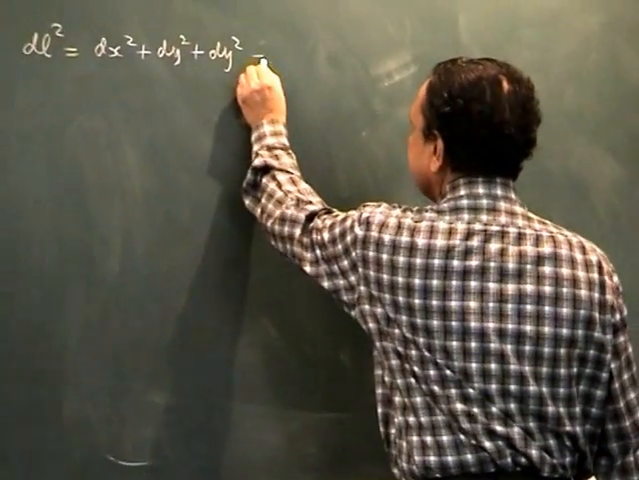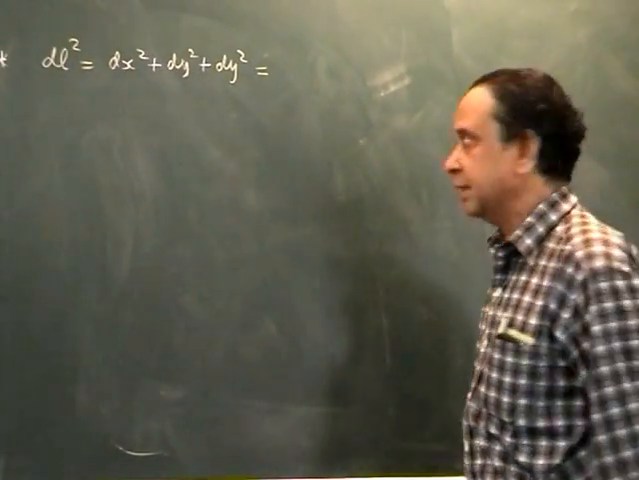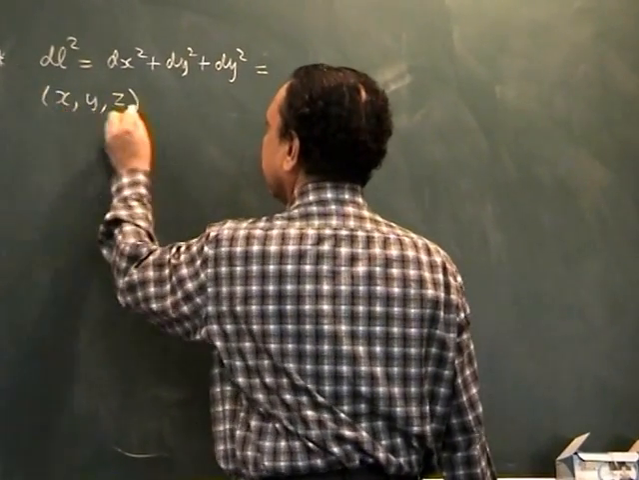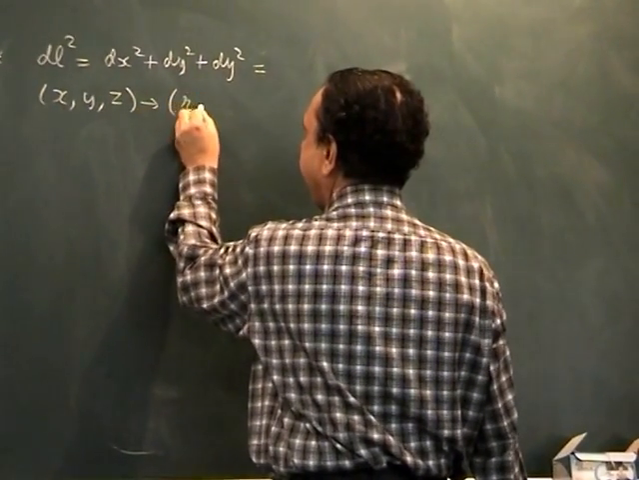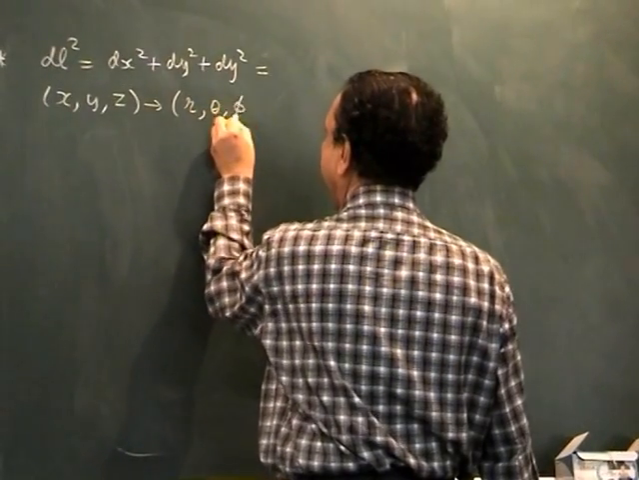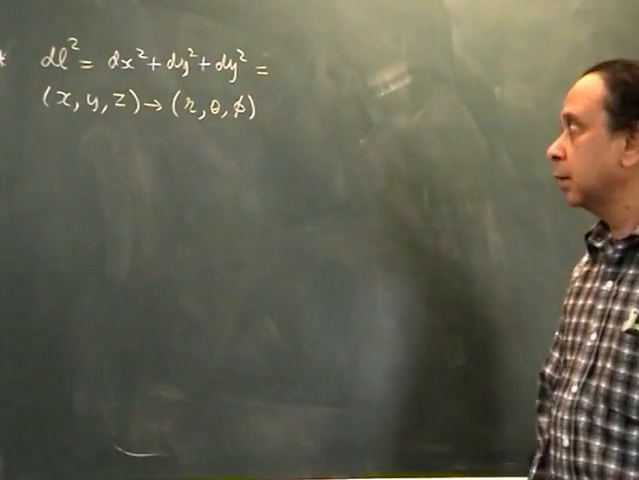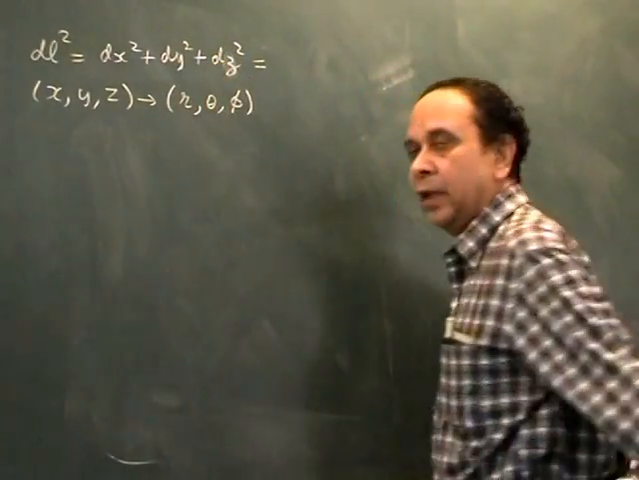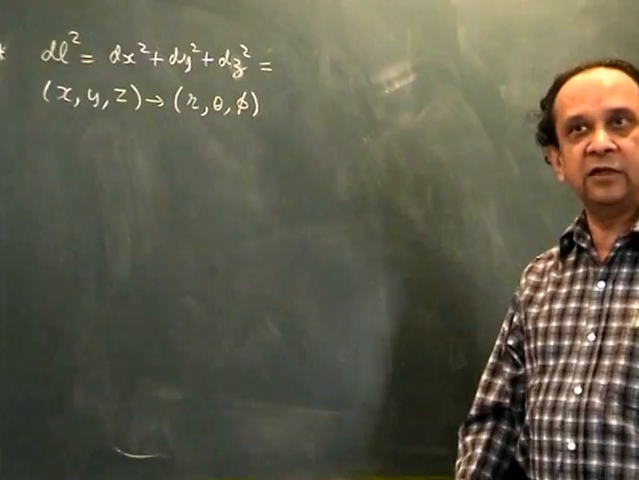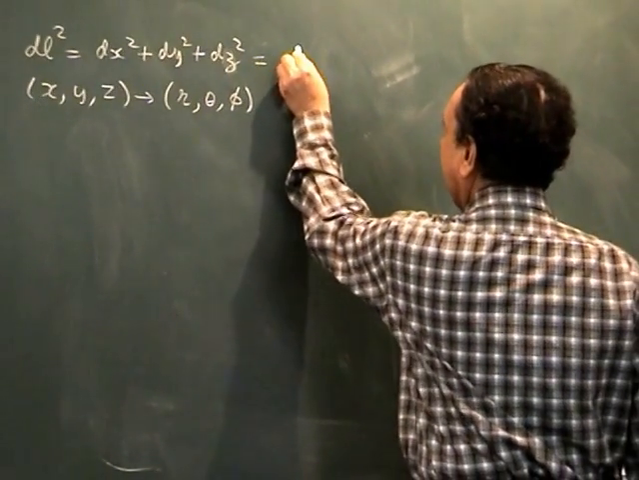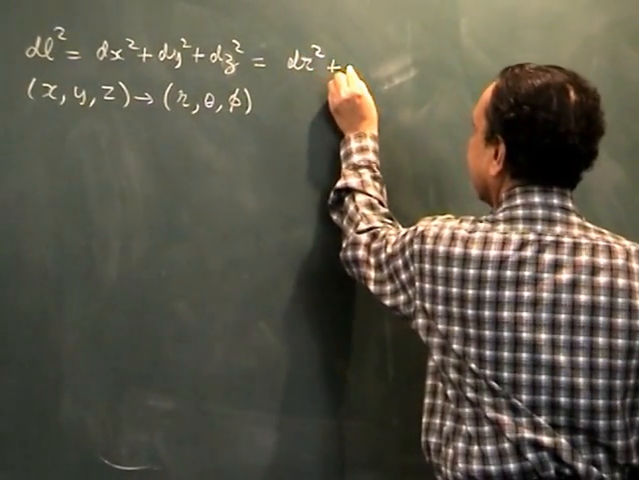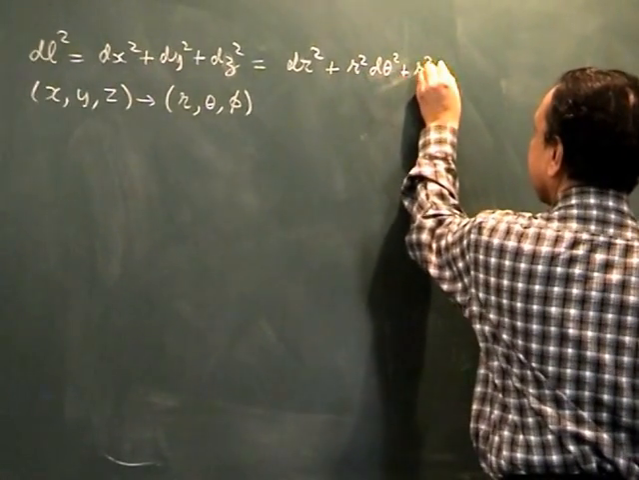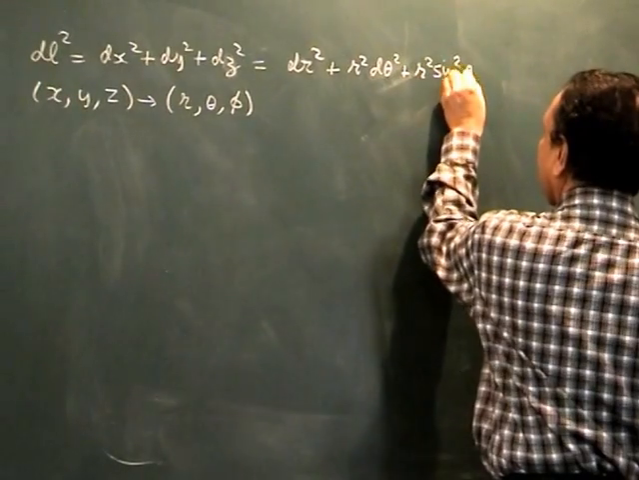So if I do the same thing in polar coordinates, that is, I go from the coordinate system x, y, z to r, theta, phi, and if I do this coordinate transformation, then I suppose you all know this, that dl square becomes dr square plus r square d theta square plus r square sine square theta d phi square.